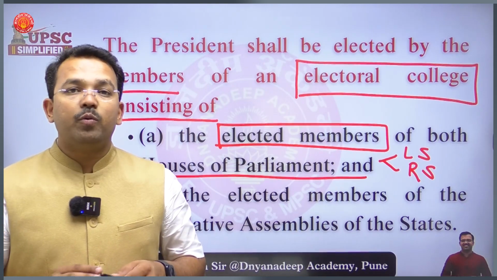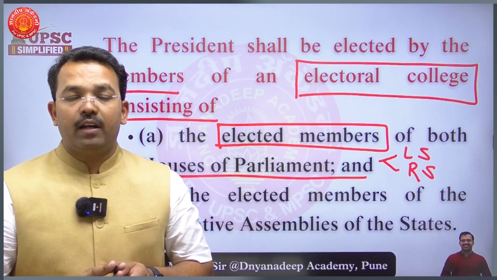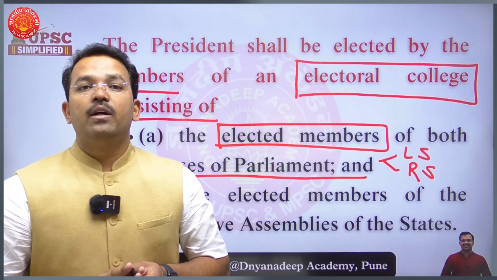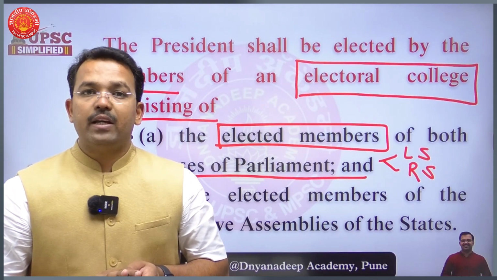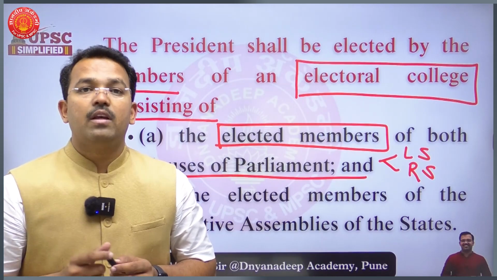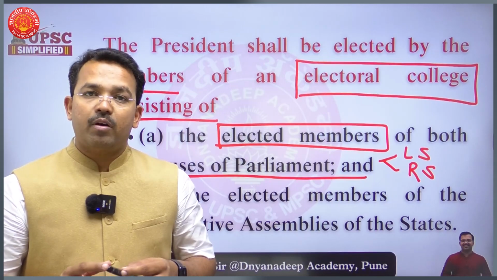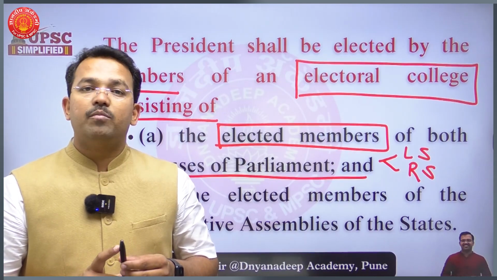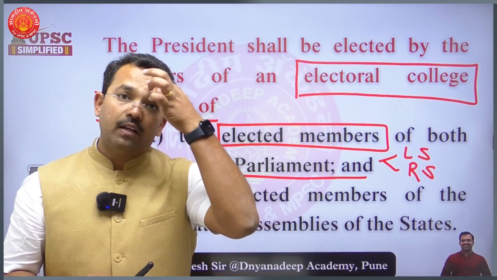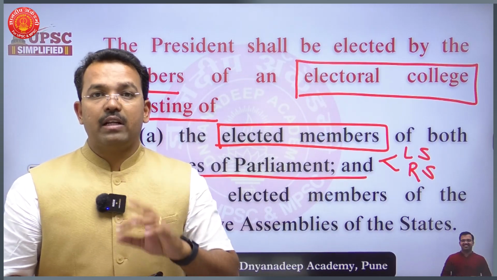Earlier, there were two members of the Anglo-Indian community who used to be nominated by the President of India. We made an amendment and abolished the practice of nominating two members of the Anglo-Indian community to Lok Sabha. Right now, Lok Sabha has only elected members. There is no provision for nomination of any member from the Anglo-Indian community or any other community. So first, only elected members of Parliament take part in the presidential election.